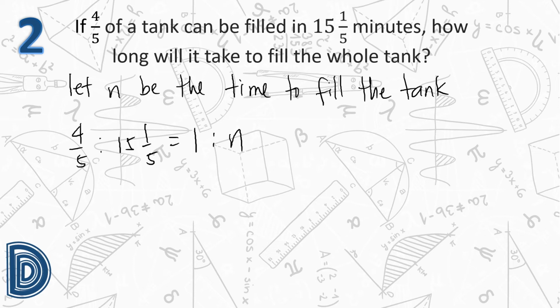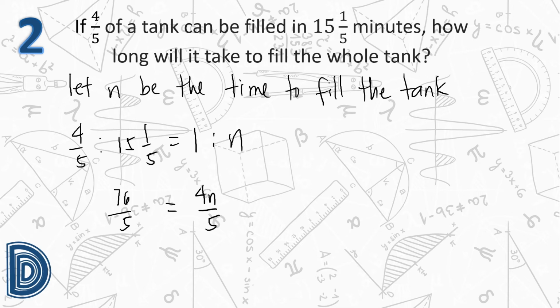So we have 15 and 1/5. Let us change it to improper fraction. 15 times 5 is 75 plus 1. That is 76 over 5 times 1. And it will still be 76 over 5. This is equal to the product of the extremes, which are 4/5 and n. Hence, that is 4n over 5.